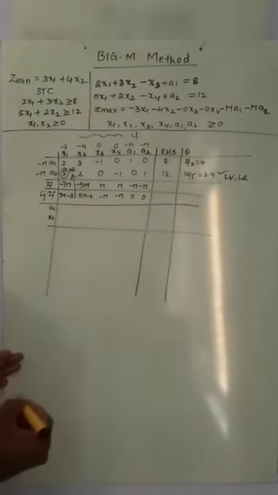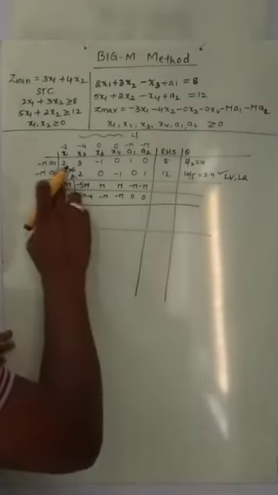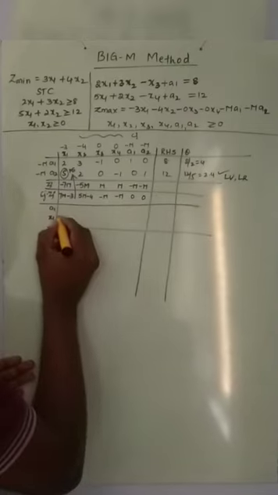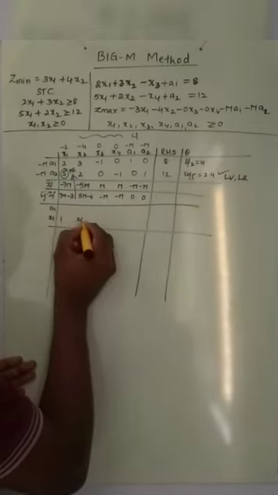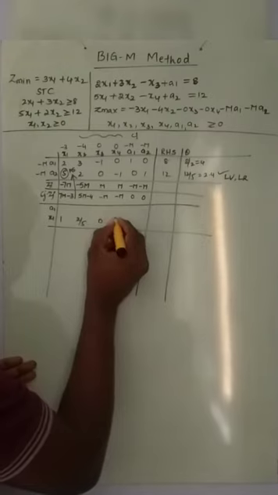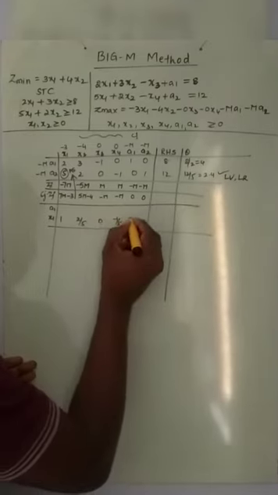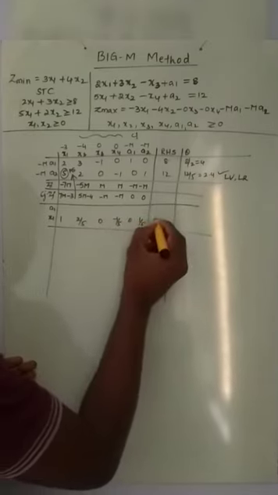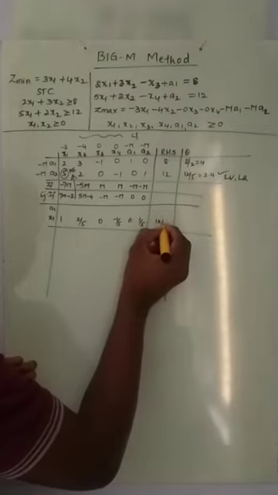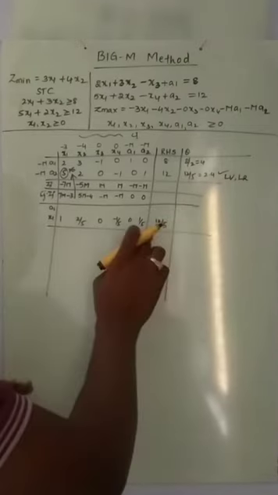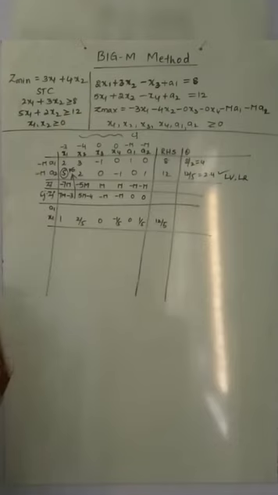Now, in order to get the values of x1, divide this row by the pivot element. You will get the values 2 by 5, 0, minus 1 by 5, 0, 1 by 5, and this one is 12 by 5. Don't keep 2.4, keep fractional values.